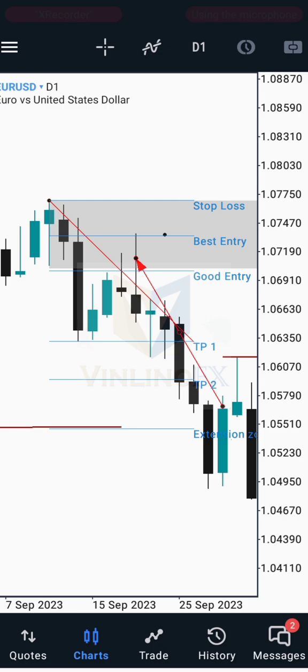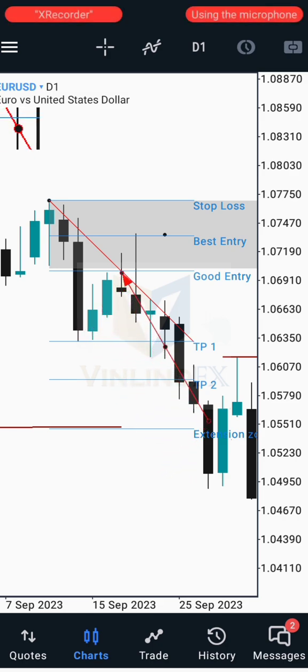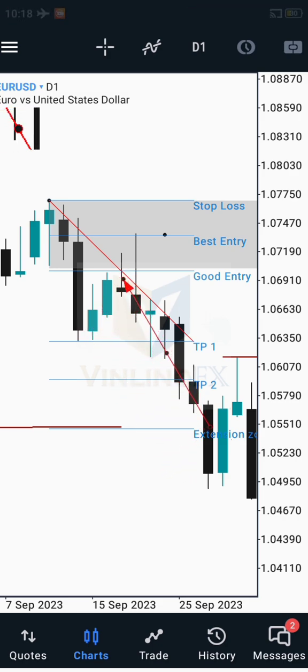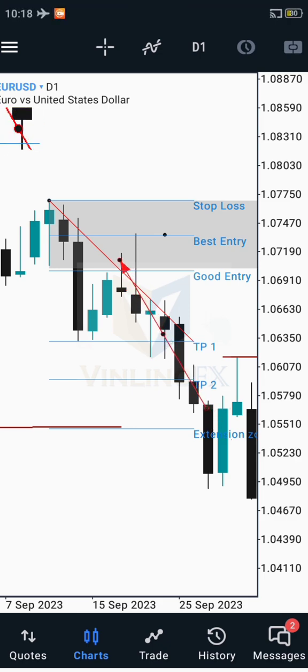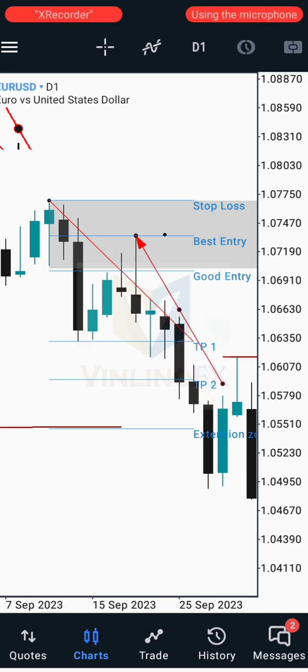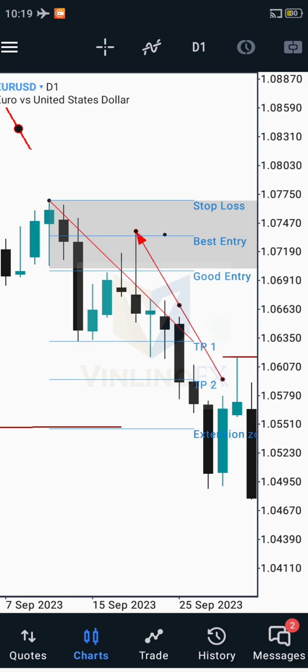Now, what happened? The market started going up. Look at the reaction on our good entry. Have you seen it? This is a good entry. But remember, you must wait for a sweep of the good entry. Most times the market will sweep the good entry and go into our best entry. You can see the market, boom, it's our best entry.